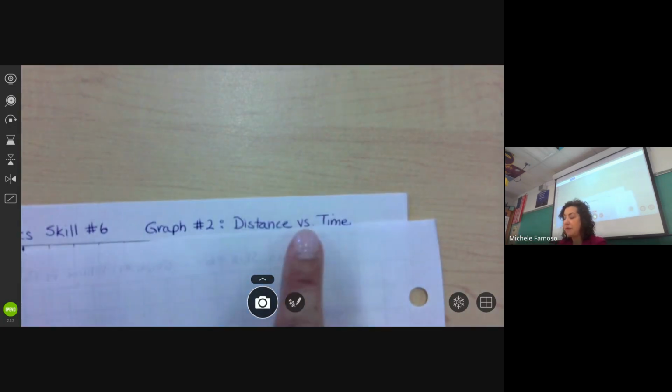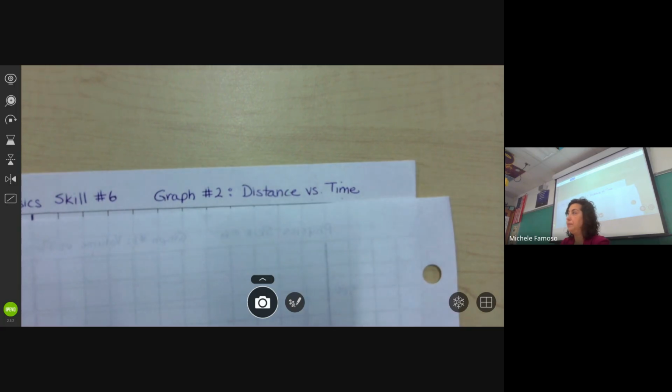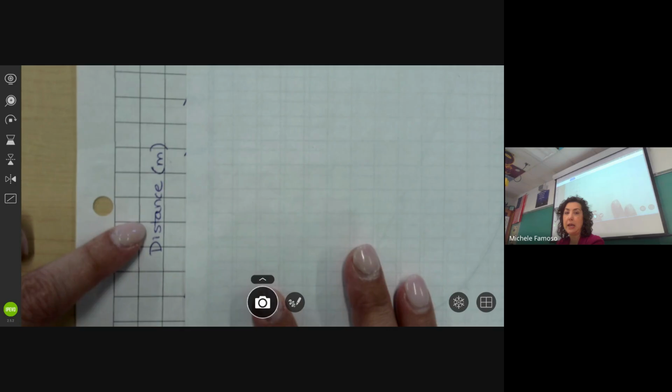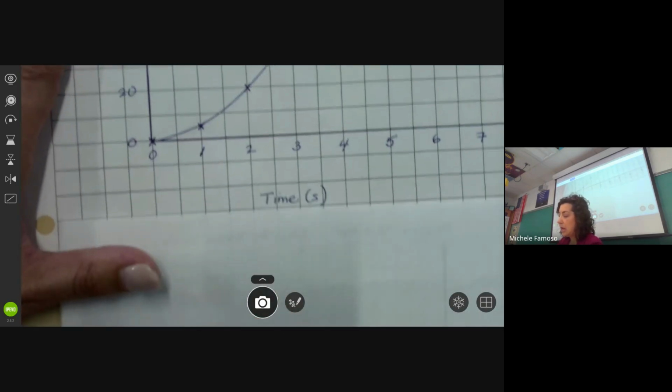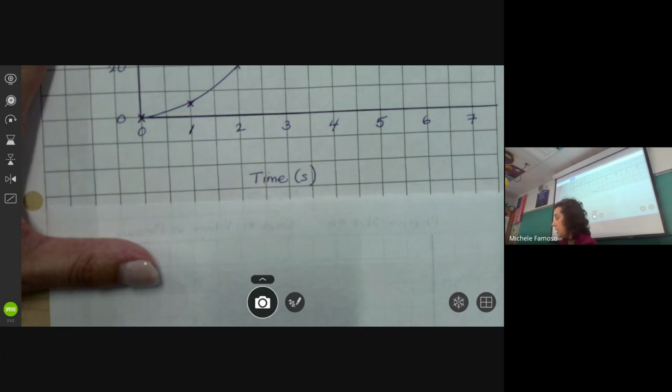Okay, let's look at your second graph. The second graph needs to be titled distance versus time. Not time versus distance. If you have it backwards, fix it. If you left off a title, add it. You have to have the dependent variable versus the independent variable. That means distance in meters should be on the vertical scale, and time in seconds should be on the horizontal axis.